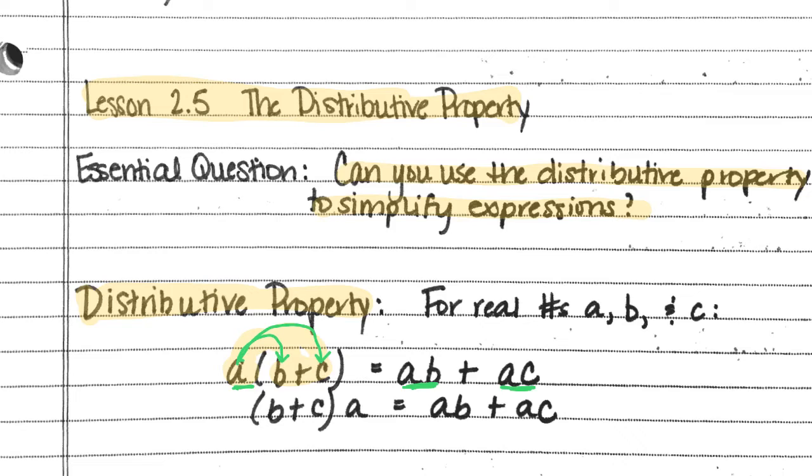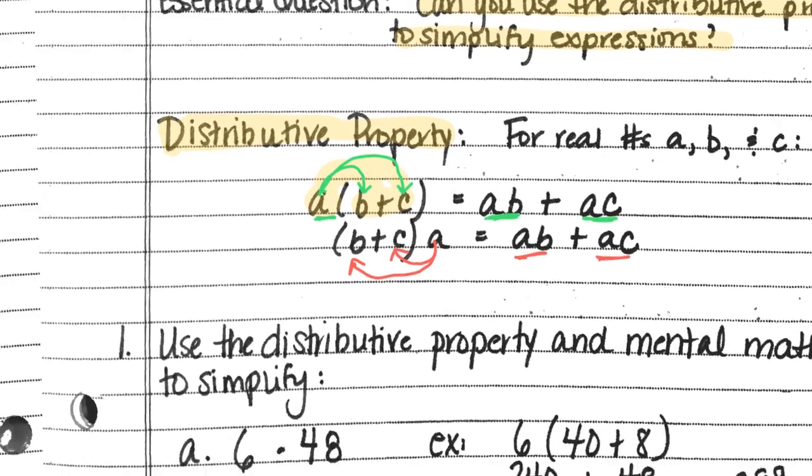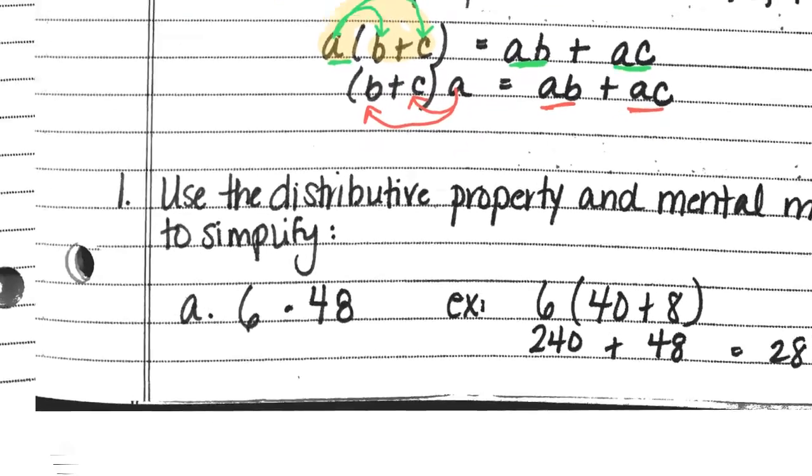Now, you can distribute this way as well. Don't let that throw you off. So (B plus C) times A is equal to AB plus AC. So we're going to try a couple of these.